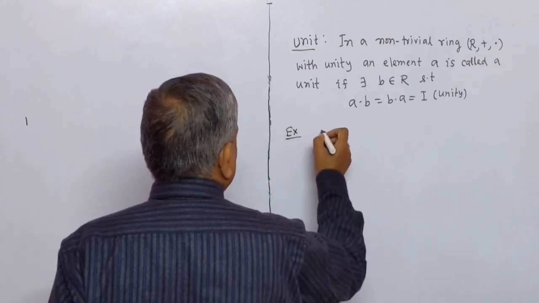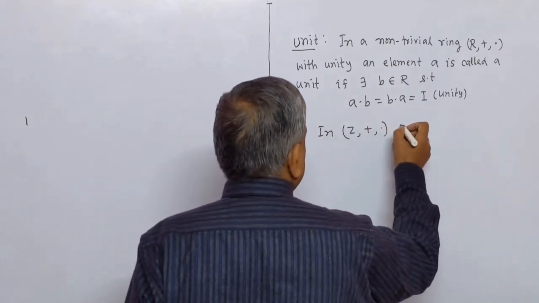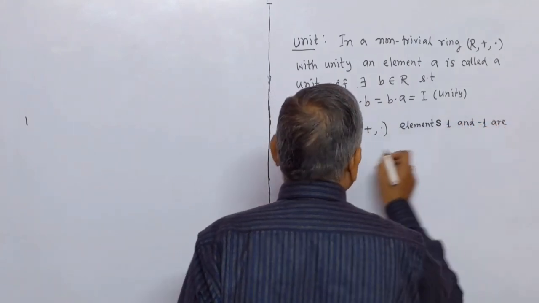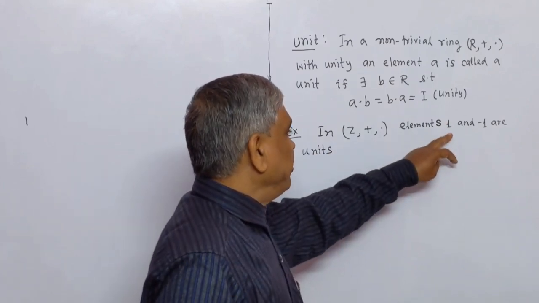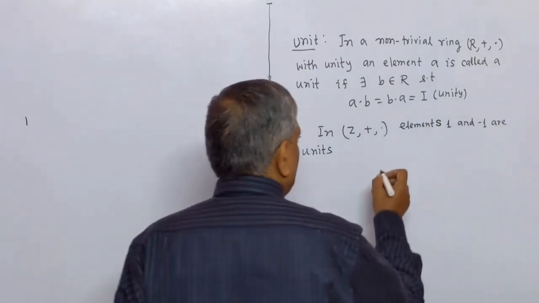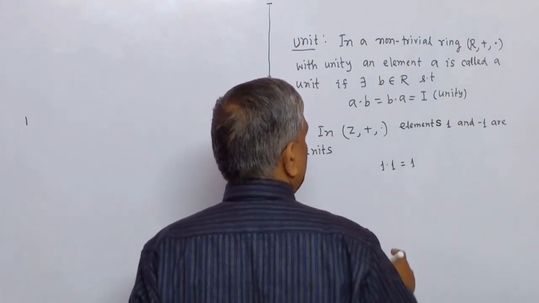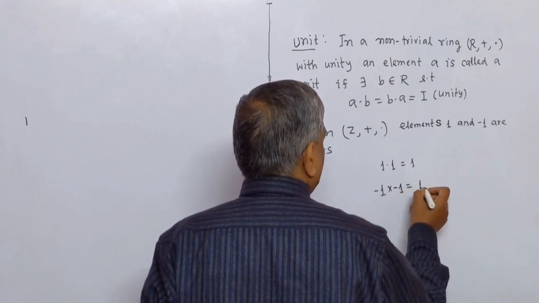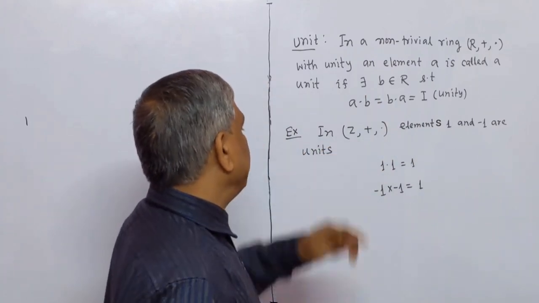Example: in (Z, +, ·), the elements 1 and -1 are units, because 1 multiplied by 1 equals 1, and -1 multiplied by -1 equals 1. Here 1 multiplied by 1 equals 1; this 1 is unity, and this 1 is a unit. Similarly, -1 multiplied by -1 equals 1; this 1 is unity and -1 is a unit of Z.